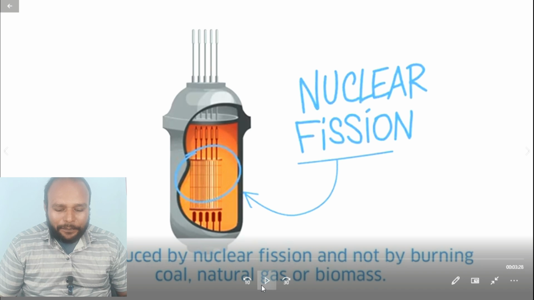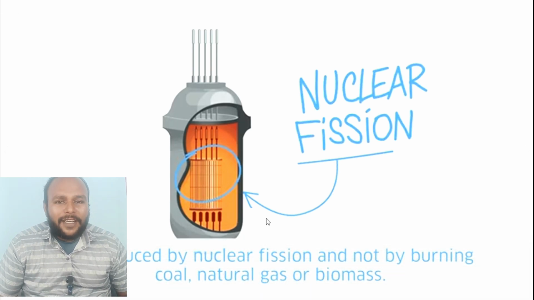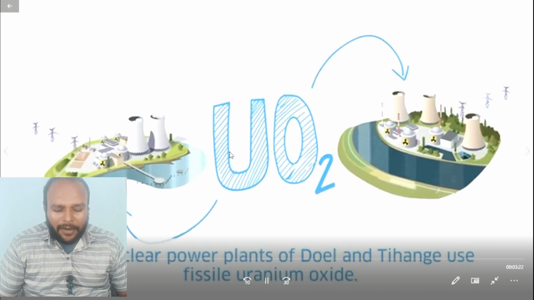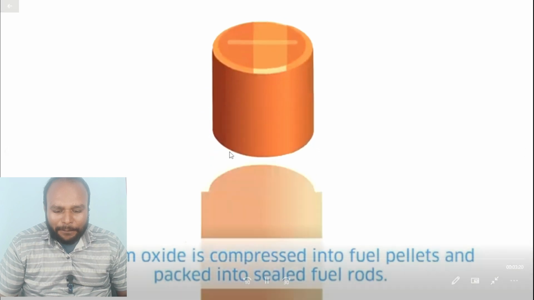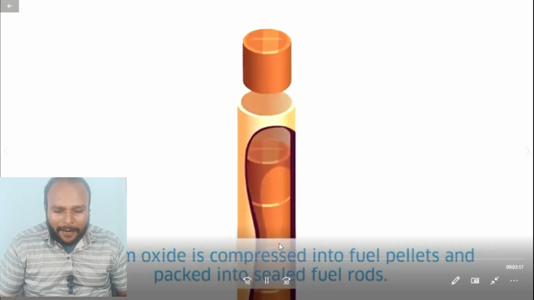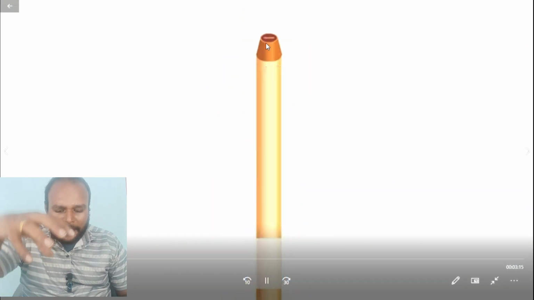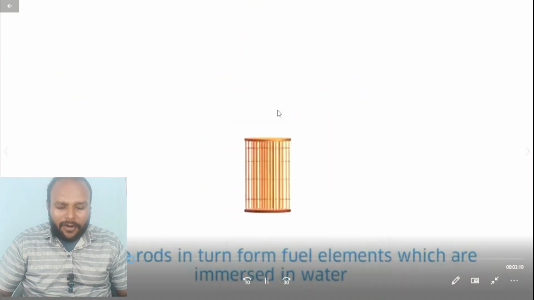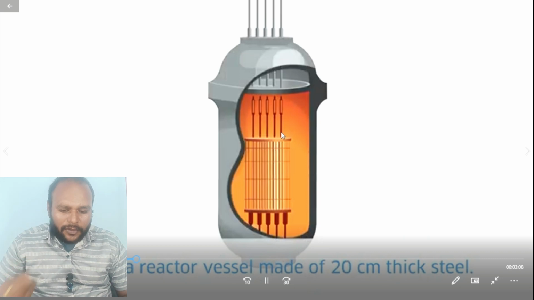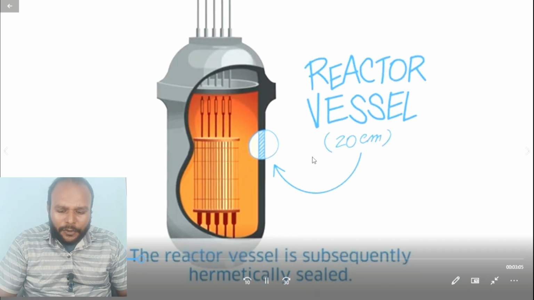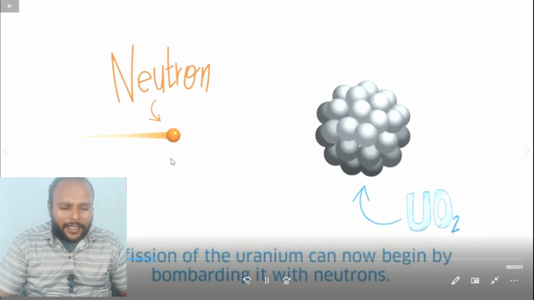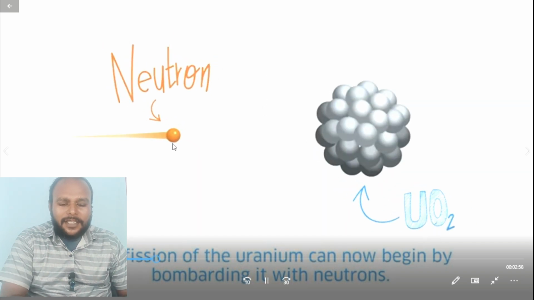These nuclear power plants use uranium oxide as fuel. Thorium is also used. See, the uranium is compressed into fuel pellets like this and sealed here. These pellets are connected together in a frame and then immersed in water inside a 20 centimeter thick steel reactor vessel. The neutrons produced inside come and bombard the uranium, and this process is known as nuclear fission.